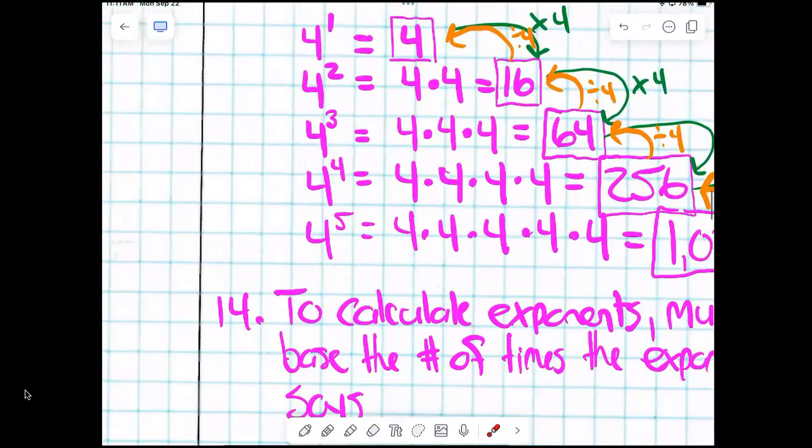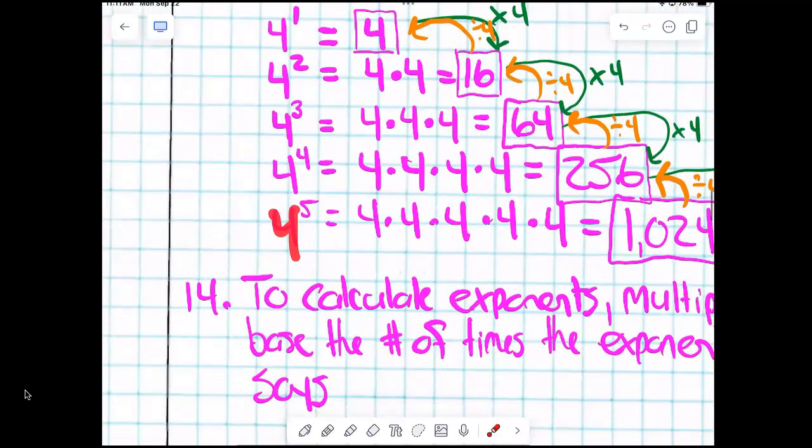4 to the power of 5. How many times is the 4 supposed to multiply itself? 1, 2, 3, 4, 5 times, right?